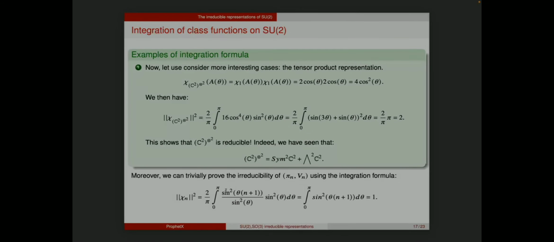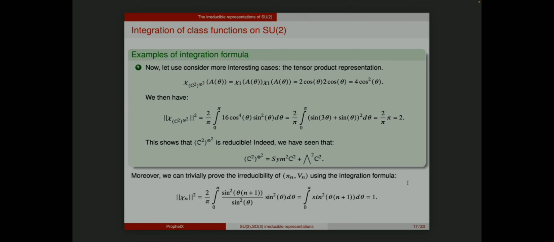And here we basically just plug in what the character is. We computed it by the sum, a geometric series. Now we plug this back in here, we see that sine squared drops out, and if theta is not an integer multiple of 2 pi, which was required for this to hold, we obtain that this integral is 1. In particular, this shows that all of the pi and vn are irreducible because the norm of their characters is 1. So this is a really neat proof, which would be a one-liner.